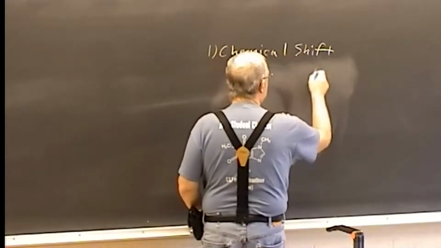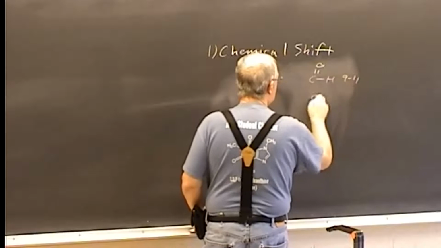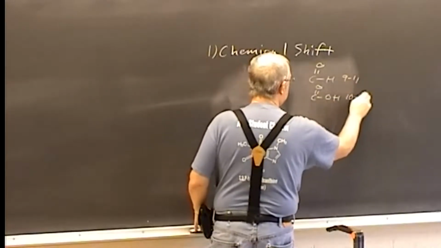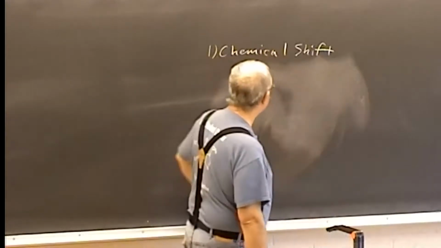Aldehyde hydrogens about 9 to 11. Carboxylic acid hydrogens about 10 to 12. So that's one thing, chemical shift.